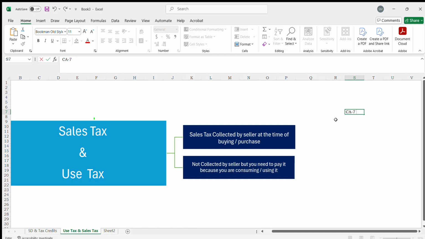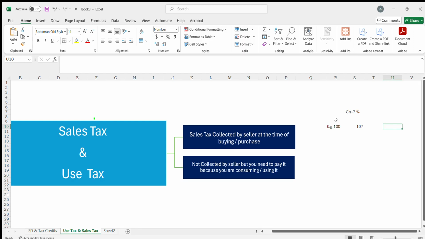If you go to a shop and buy something, let's say the price of the item is $100, and the seller will charge the tax of 7%, so that the total amount will be $107. The seller will give you the invoice with $107, and the $7 will be the tax that you give to the seller, and then the seller will pay it to the department. This seems very easy and simple to understand.